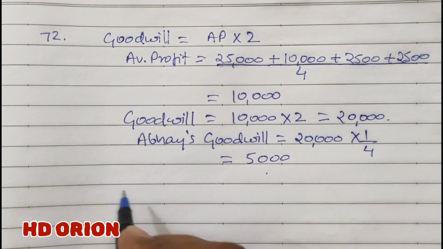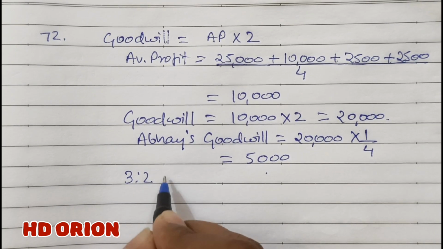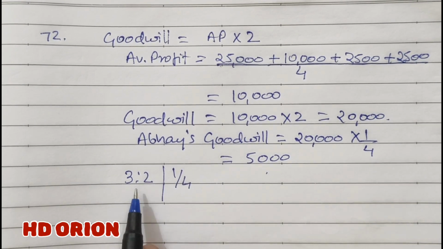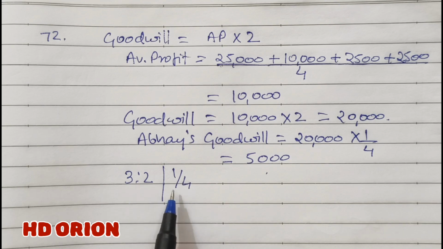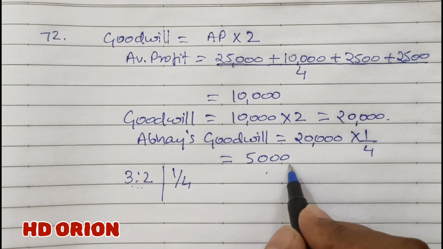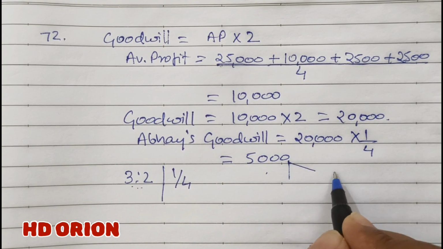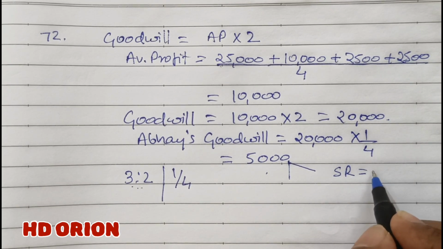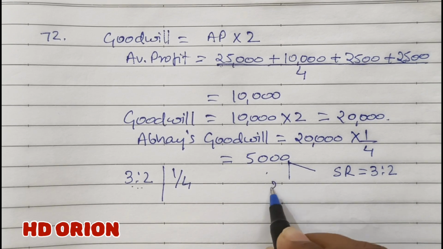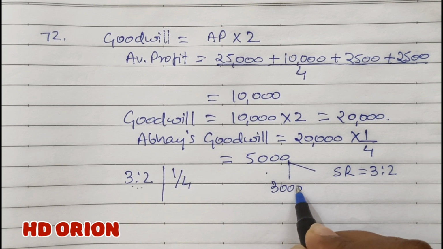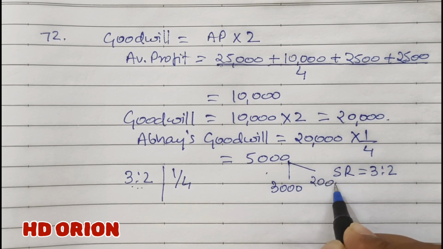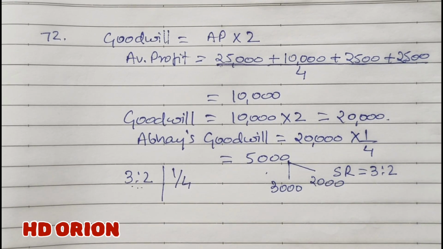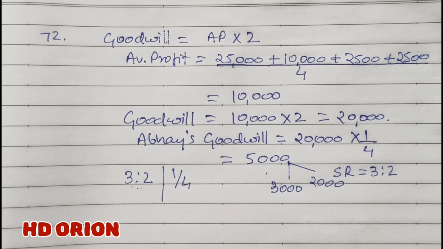And here we know that the old ratio is 3:2 and the new partner is coming for 1/4 share. Only this much information is given. It means they are sacrificing this portion in their old ratio. So it will be given to the partners in their old ratio, sacrificing ratio. Old ratio and sacrificing ratio are same here. So 3:2. So 3,000 will go to the first partner Atul and 2,000 will go to the second partner Amit. Now let us see the journal entries for this.